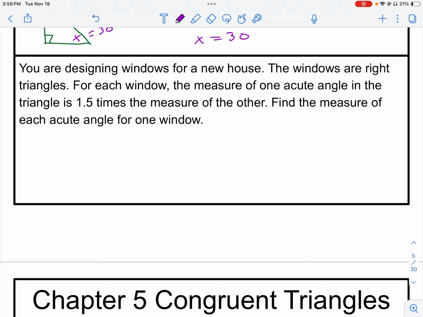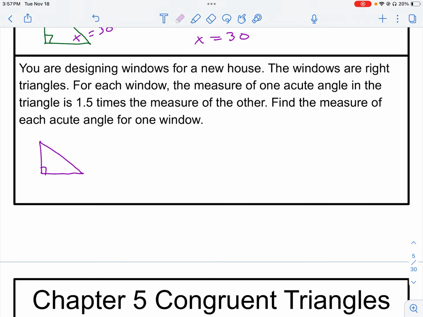Next one, we're putting in windows in a new house, and we're going to use right triangles for windows. We want the house to stand out. For each window, the measure of one acute angle in the triangle is 1.5 times the measure of the other. So once again, let's draw a right triangle. 1.5 times the measure of the other.